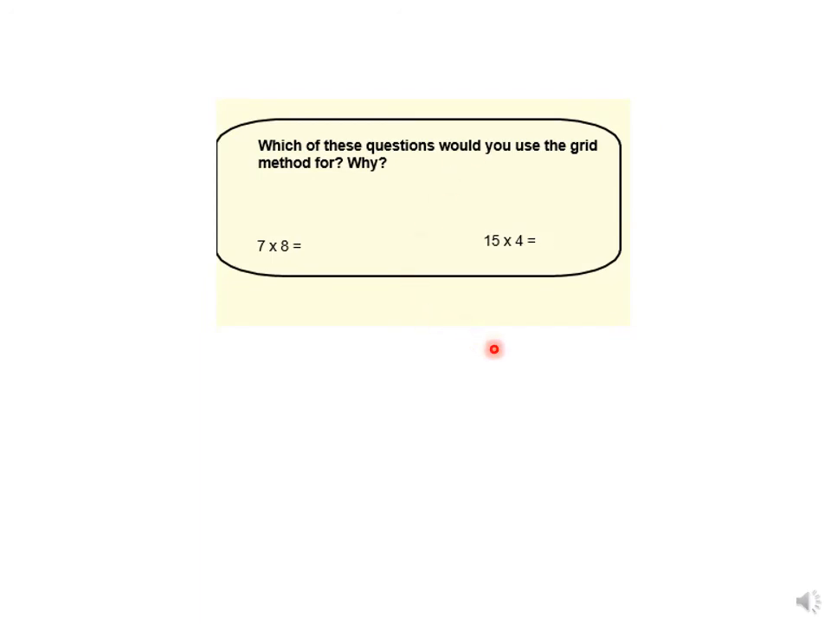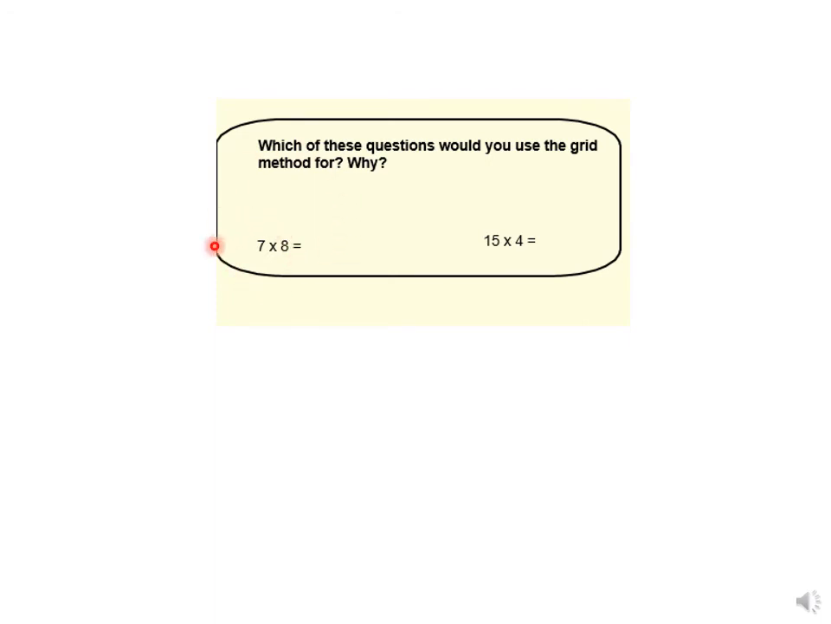Here's a quick question that I'd like you to think about. Which of these questions would we use the grid method for and why? So pause the video, write down or maybe tell someone at home which one you'd use it for and why. So hopefully you would have said 15 times 4. Because when we see a 1-digit by a 1-digit, we should be able to do it in our head.